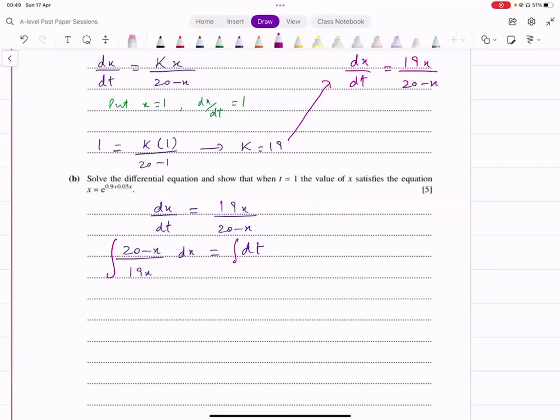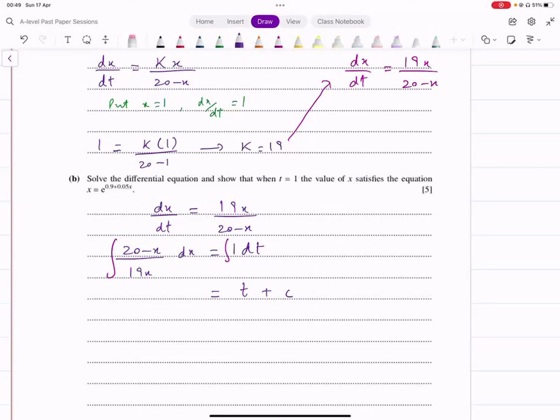Right side is pretty straightforward. What will come on the right side? Simply 1 dt. If nothing is written, you can basically assume it to be 1. You've got 1 dt, integrate with respect to t. What will it be? t. And you've got a constant here, t plus c. That's what we've got on the right side.